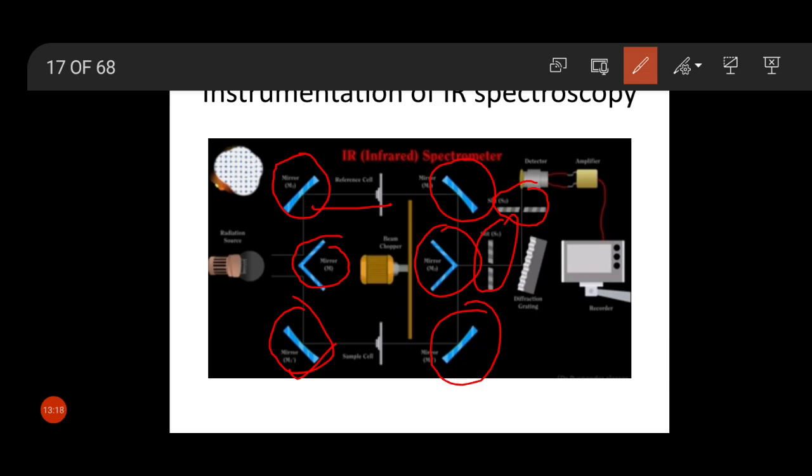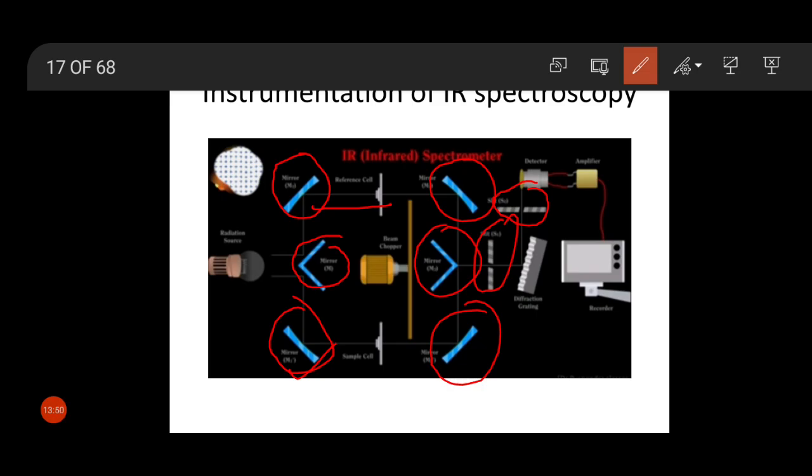Slit S2 will allow the radiation only in the range of 4000 to 400 per centimeter. This is the IR range. So slit S2 will allow the radiation only in the IR region, that means 4000 to 400 per centimeter. This reference radiation will reach the detector, and the detector will analyze the intensity of the radiation.